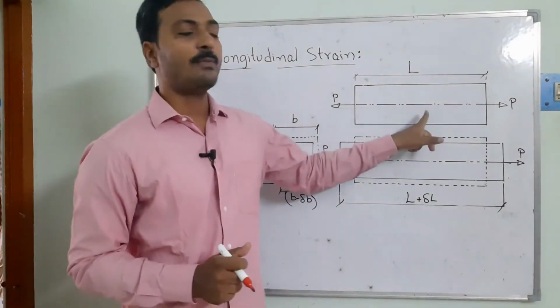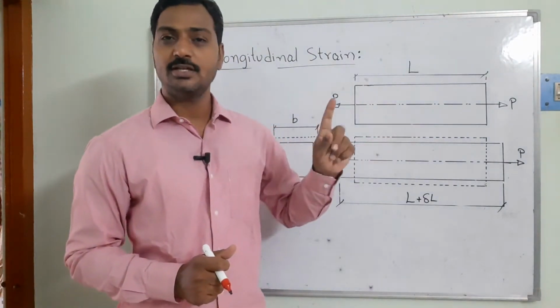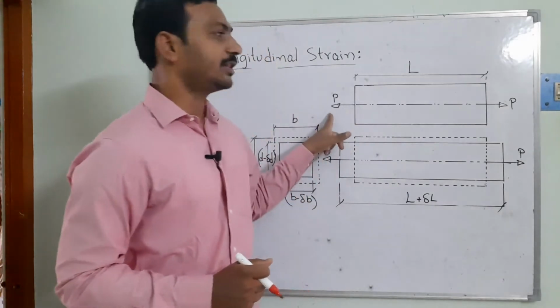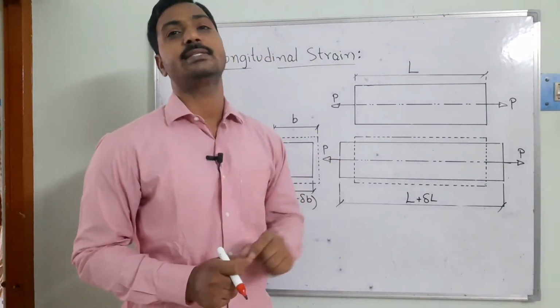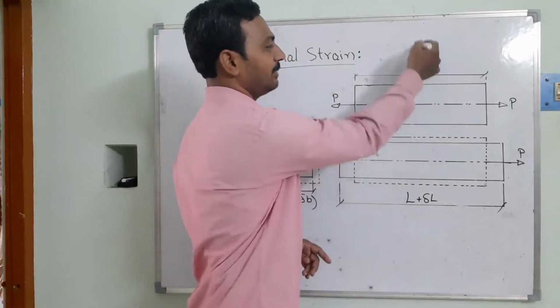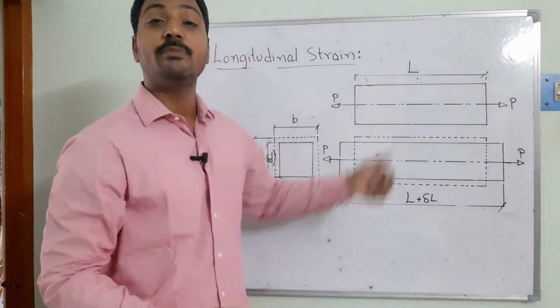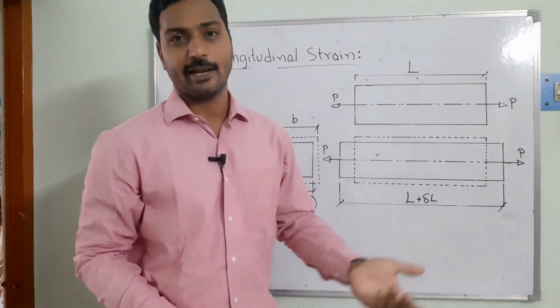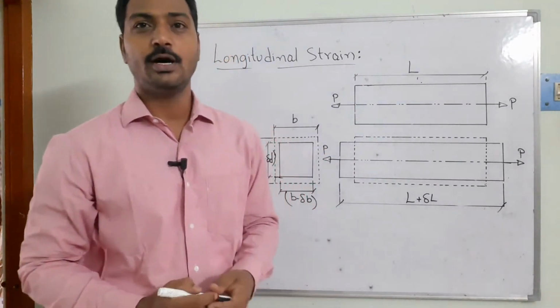Either the length of the member we have to consider, that's the first condition. The second condition, suppose the load is acting in this direction. That means that direction we have to consider longitudinal. But suppose the load is acting, in this case, transverse. That side I am going to consider the longitudinal, and this side is going to be the lateral conditions. I hope you are able to understand over here.